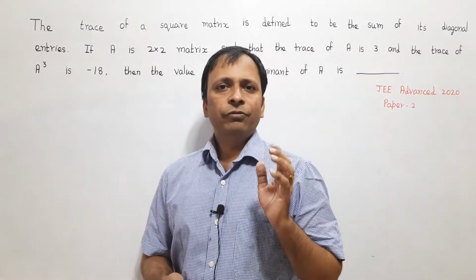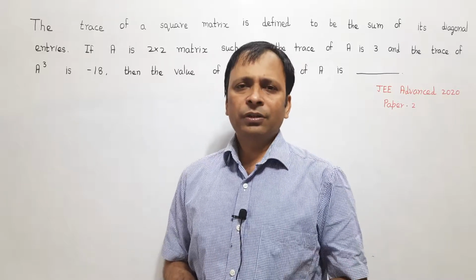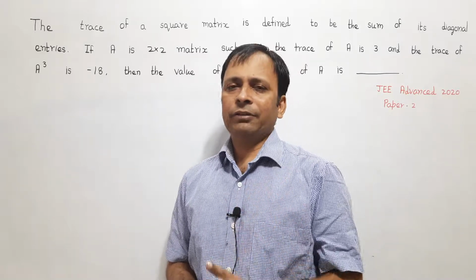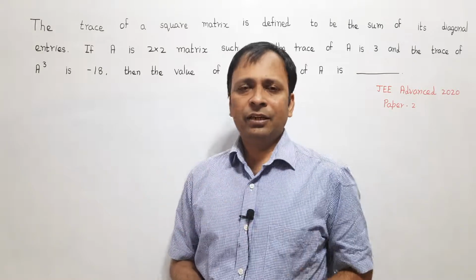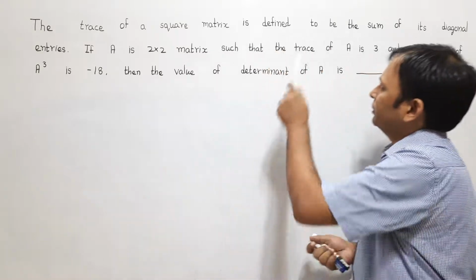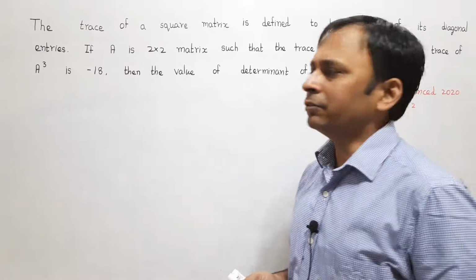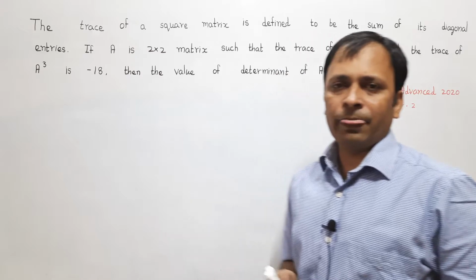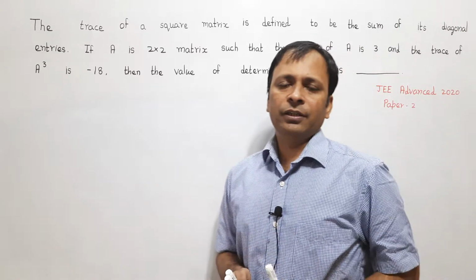This means what? First, he has defined the trace of a matrix, which we already know is the sum of its diagonal elements. Then he has considered a matrix A whose trace is equal to 3, and if I take the cube of that matrix and then find the trace, it is minus 18. And then he is asking us to find the determinant of A.